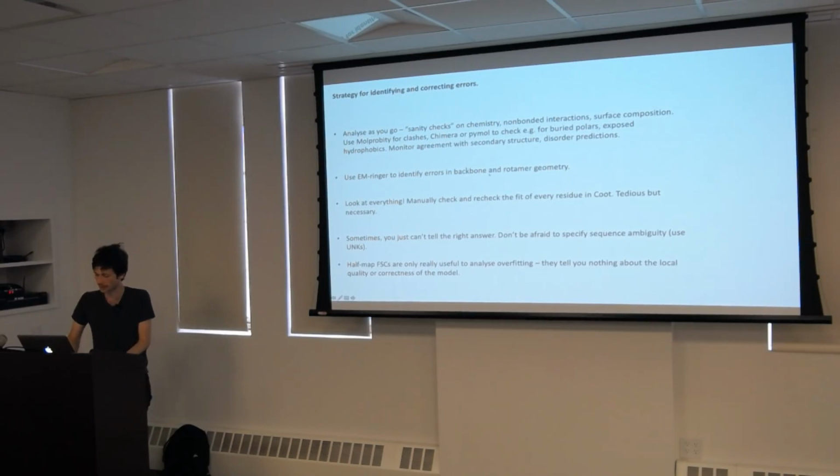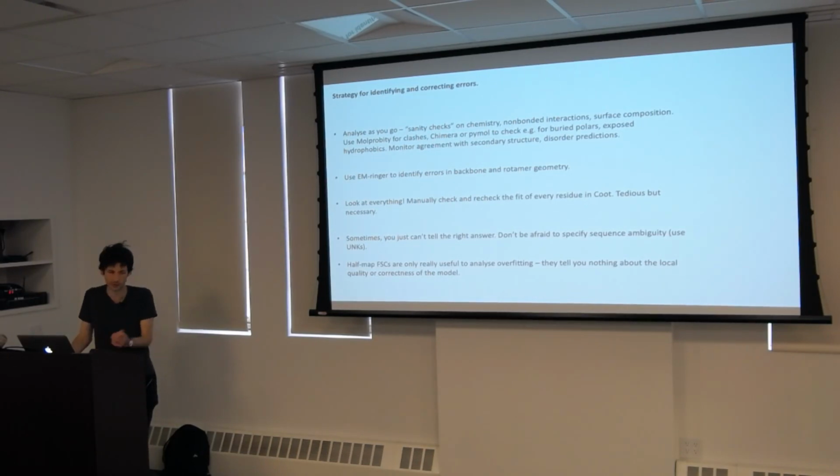And like I said before, half-map FSCs, which are great for checking whether you're overfitting, are not really useful for validation of your model as a whole. They don't tell you anything about the local quality or the correctness of the model. And you can very easily build a model which is totally wrong, which still has a pretty decent looking model-map FSC curve, and it's not until you get to very high resolution that you're going to see any difference with that.